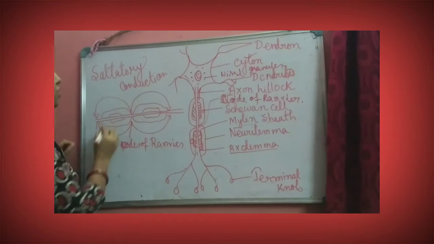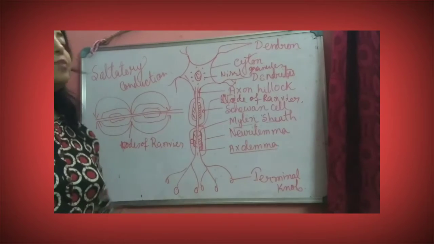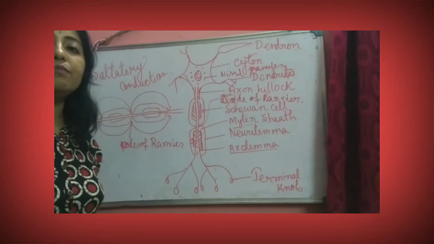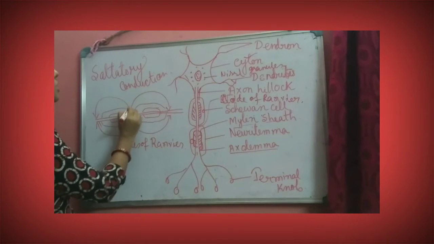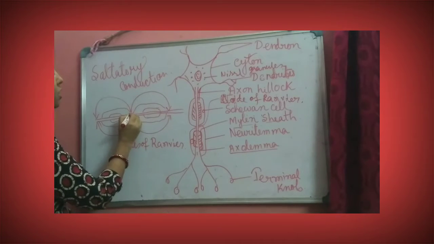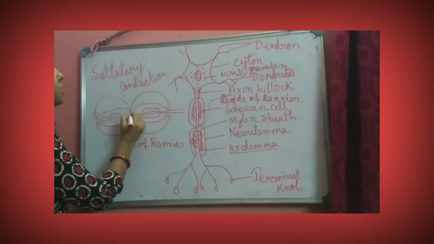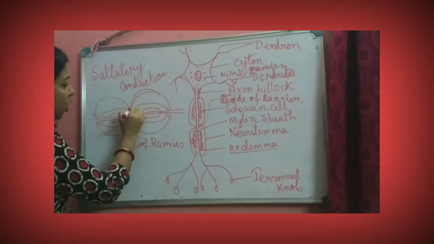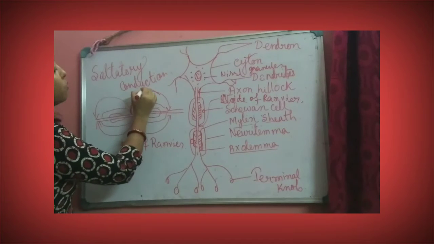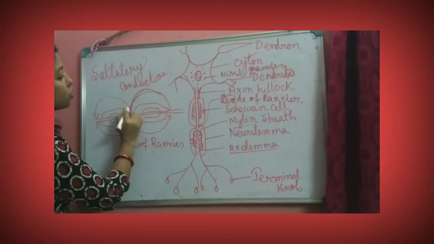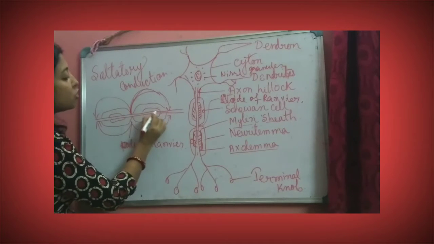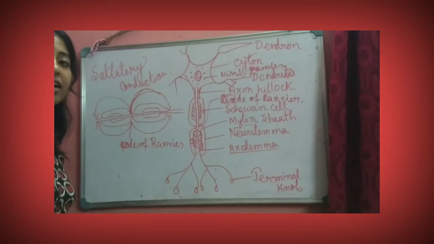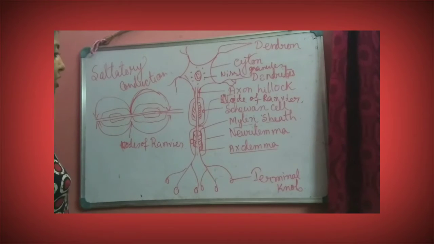And nodes of Ranvier, I told you that it prevents the mixing of nerve impulse. That means here the nerve impulse will be passing in a rhythmic manner. Where the gap is present, there it conducts the impulse from one gap to another, that means from one node of Ranvier to another. But it cannot pass through the myelin sheath because it acts as an insulator.